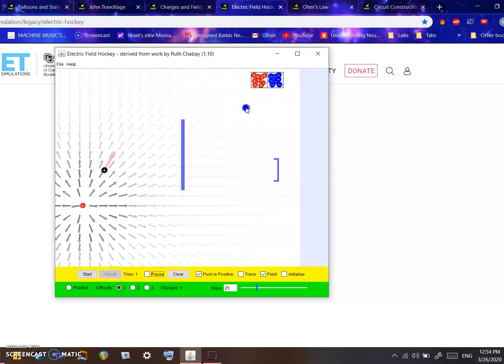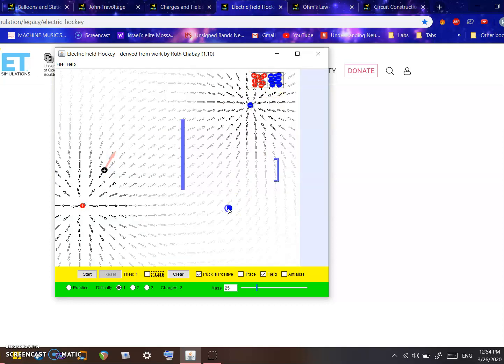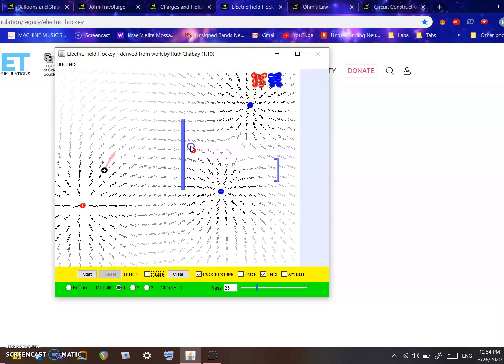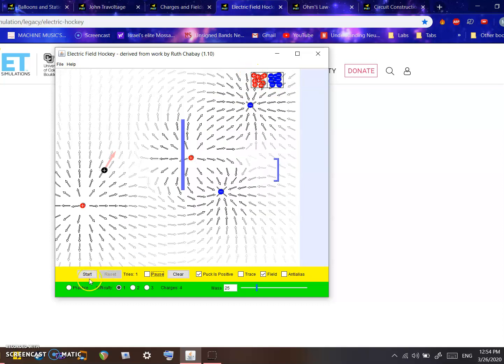Then I want to pull it this way so it doesn't fly out. Then I want to pull it that way. And let's see if I can deflect it in. Let's see what happens here. Oh, that's not going to work.